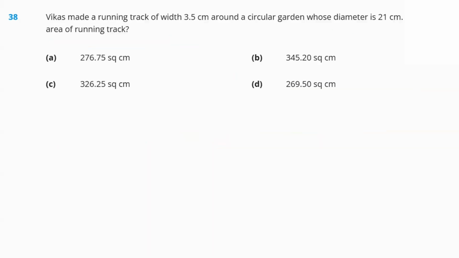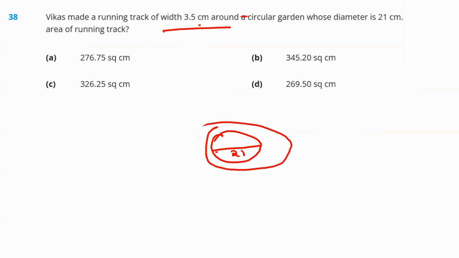Next, question number 38. Vikas made a running track of width 3.5 centimeters. This is a circular garden whose diameter is given to be 21. And a circular track has been made along it with a width of 3.5. Okay, what is the area of the running track?